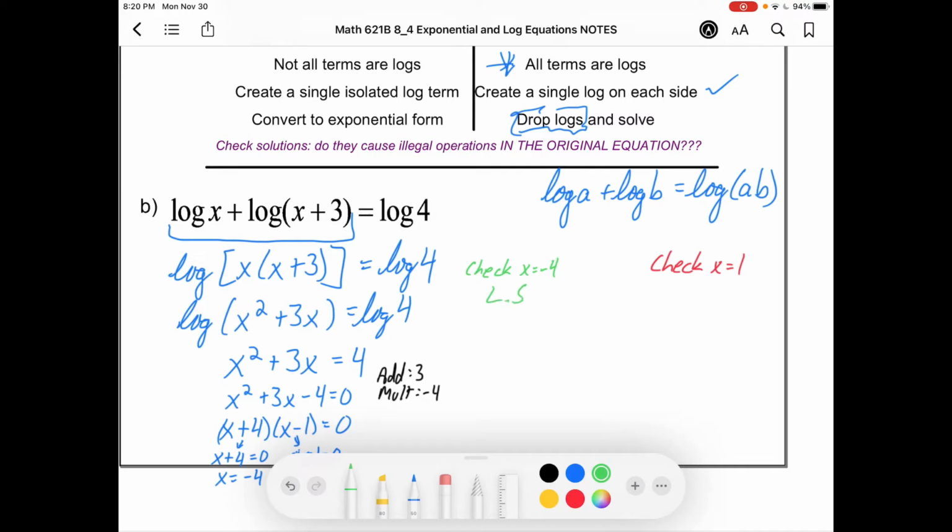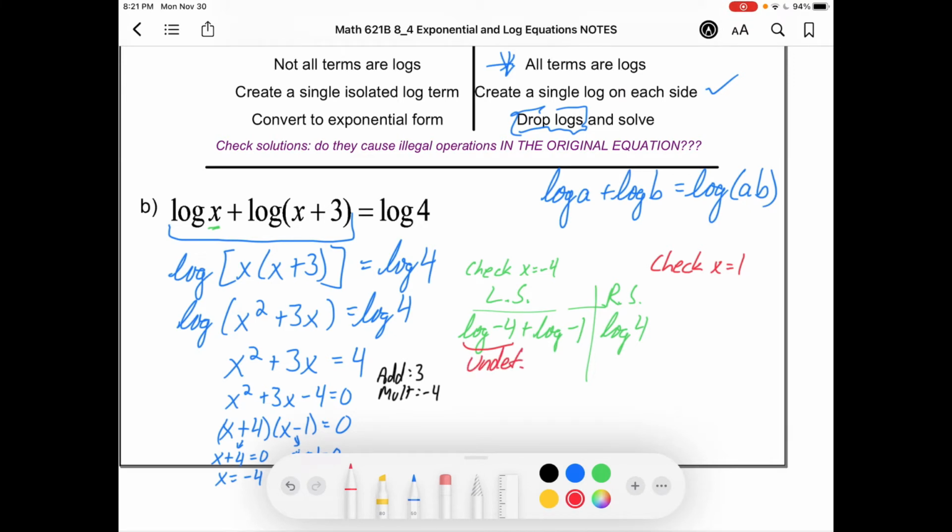So on the left side, if I put in negative 4, I'm going to have the log of negative 4, because that's what x was, plus the log of negative 4 plus 3, which would just be negative 1. And on the right side, I'd have log of 4. Now here's the problem. The log of negative 4 does not exist. That's undefined.